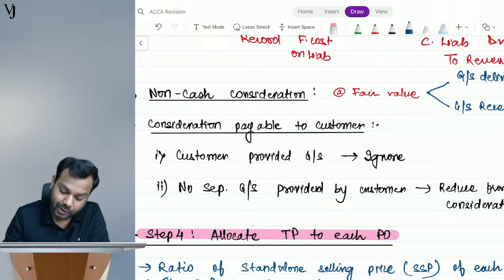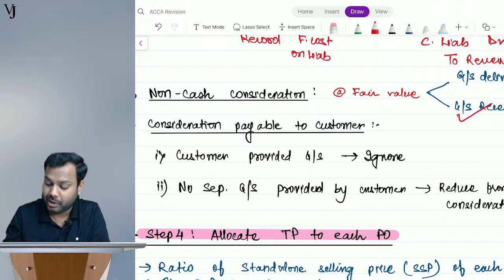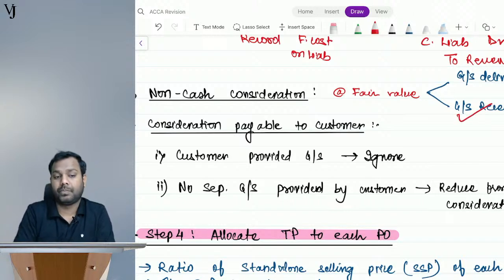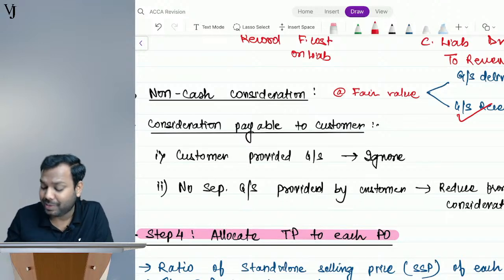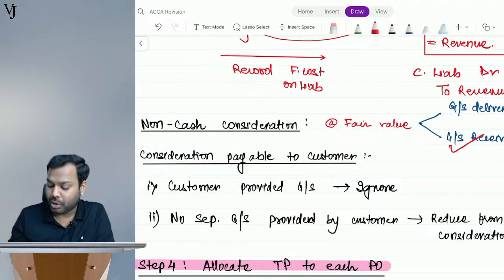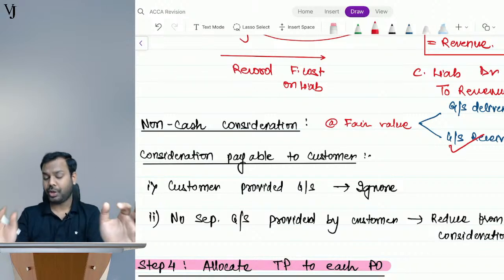It's always goods or services received, not the other one. If you are unable to estimate this one, in that case you can take that one. Okay. If you are unable to estimate fair value of goods or services received, in that case you can take fair value of goods or services delivered. I hope you know the logic also.